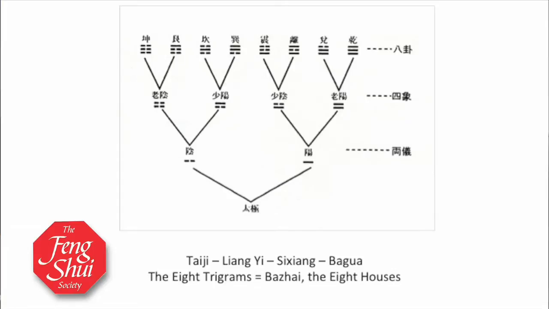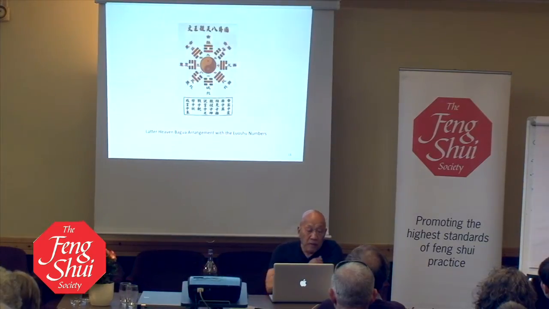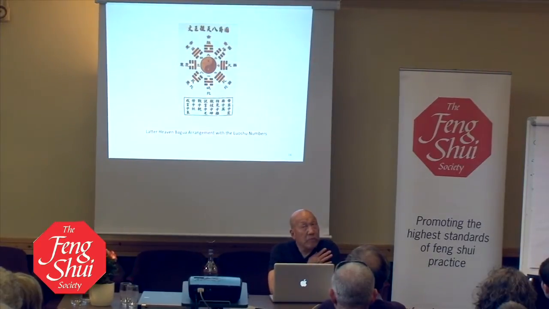A principle of changes. This example has been shown earlier, where the Tai Chi is split into the Liang Yi, the two poles. The Liang Yi is split into the Si Xiang, the four forms. The Si Xiang into the Bagua, the eight trigrams. In actual fact, the Eight Houses is referring to the eight trigrams. But these eight trigrams are then related to the eight directions.